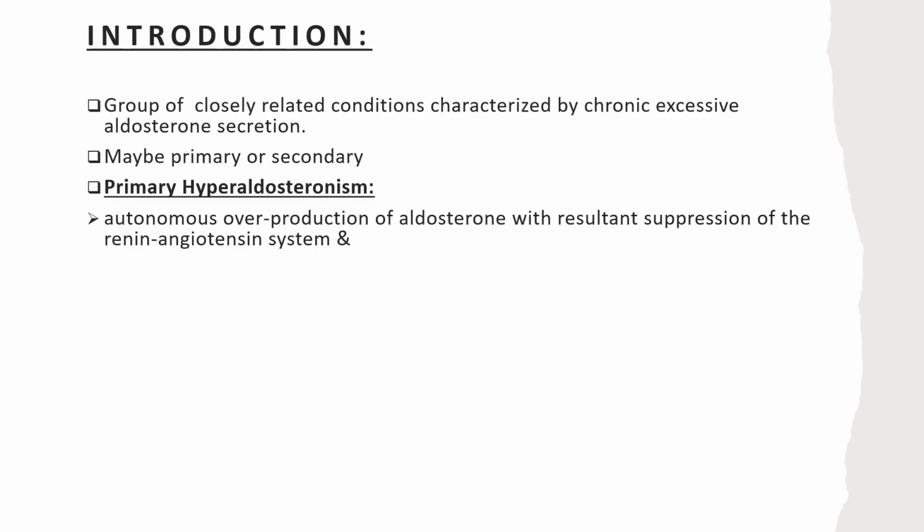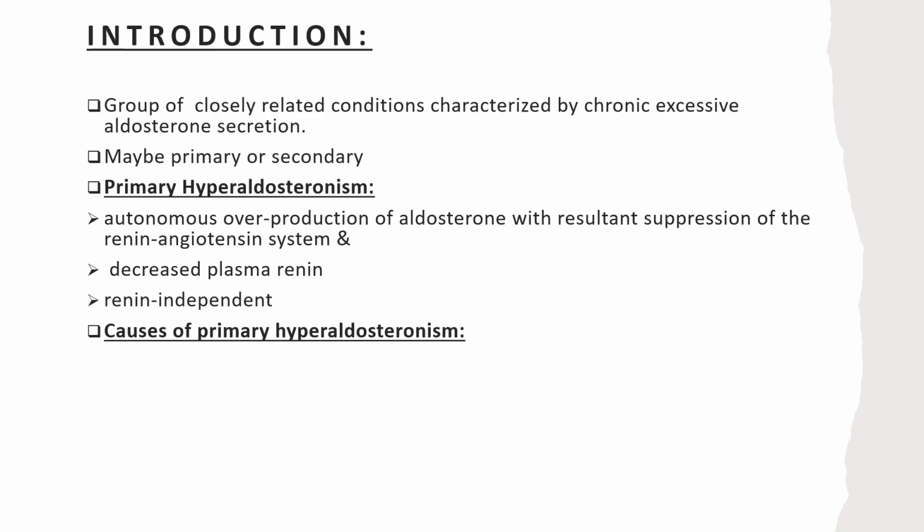But here in primary hyperaldosteronism, there is no renin stimulated secretion of aldosterone in the zona glomerulosa. That means there is autonomous overproduction of aldosterone, and this provide a kind of feedback inhibition to the suppression of renin-angiotensin system. As a result, plasma renin will be decreased, and this process is also called as renin independent.